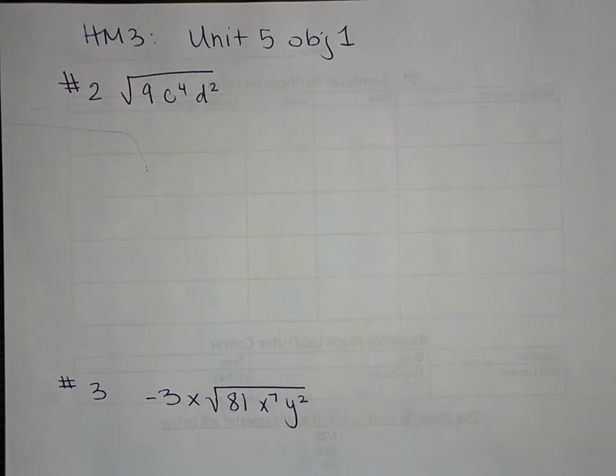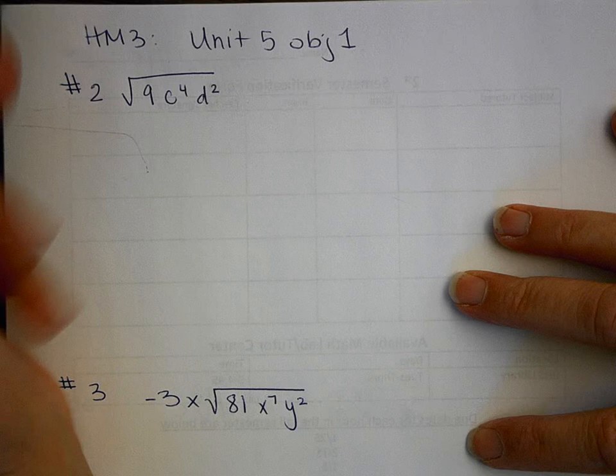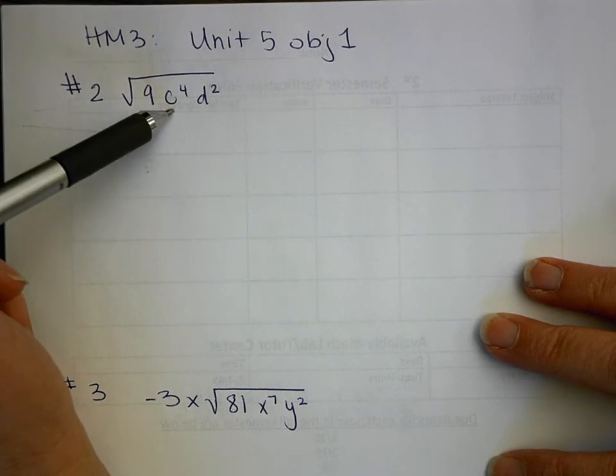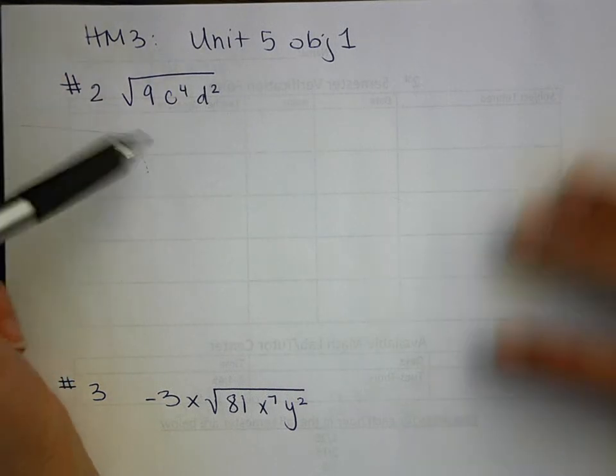Okay, this is the homework help video for Unit 5, Objective 1, Honors Math 3. So the directions for the beginning are to simplify the radical, and you also have to pay attention to absolute values. So what we're looking to do here is take the square root of 9c to the power of 4 and d squared.